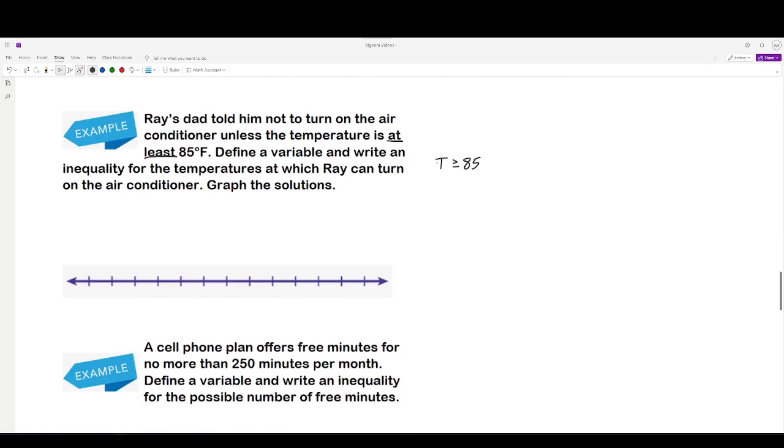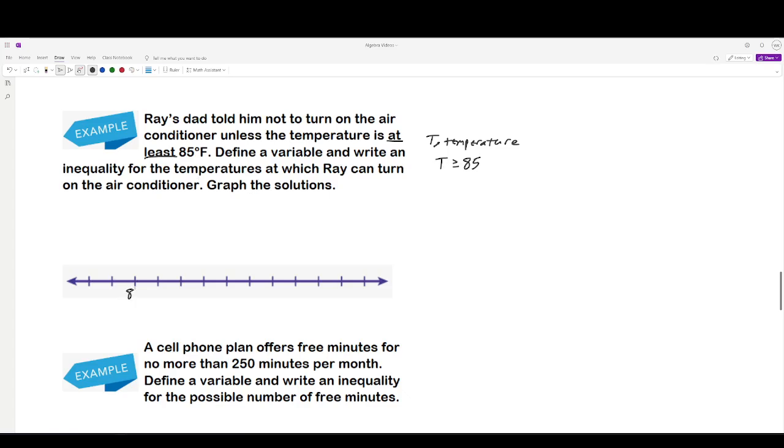So define a variable. I define my variable as T. So T means temperature. It's good generally to pick a meaningful variable. T, capital T, is used throughout science to mean temperature, so I picked that. Write an inequality, so we wrote that T is greater than or equal to 85, and then graph those solutions.